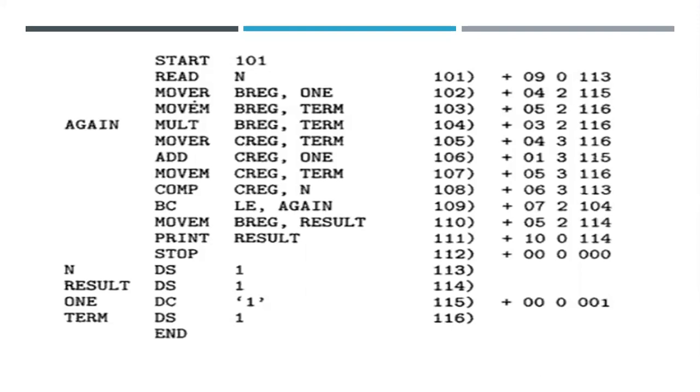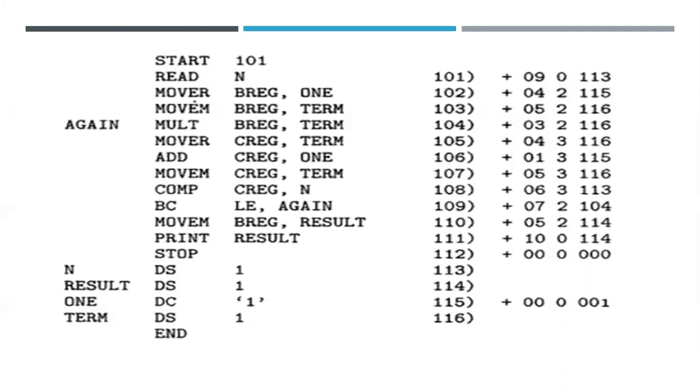Now addition of the C register and 1 is done. What is 1? You already know the content of 1. Then next is move M C register comma term. Then move to memory: whatever the content of the C register is goes to term. Then comp C register to N. Next is branch on condition less than or equal to, comma, again. Branch on condition means if it is less than or equal, then go to again.